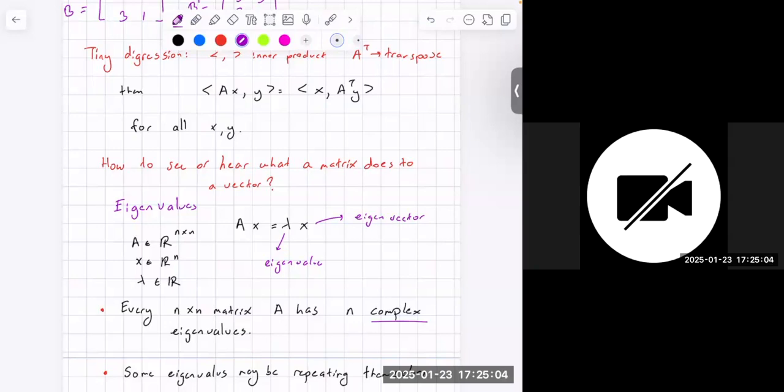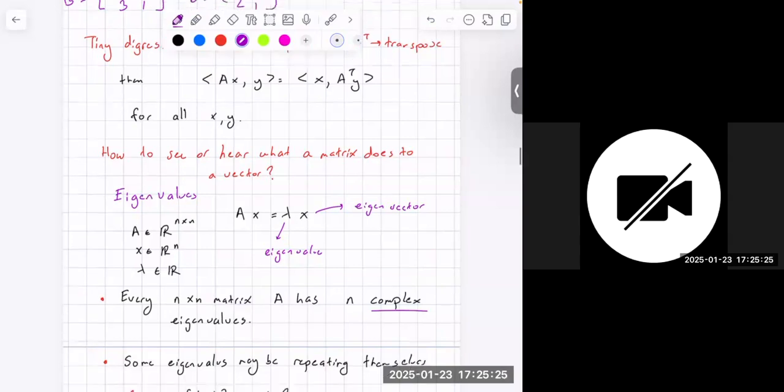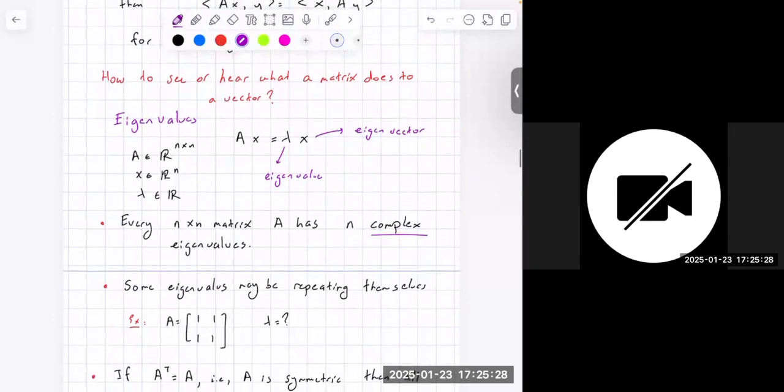Okay, so now, every matrix will give you n complex eigenvalues defined this way. That's a mathy fact. But it's hard to understand complex numbers, at least for me. So I'll try to see what kind of matrices will give me real eigenvalues instead of necessarily complex numbers. And that's mostly what we will use, okay? And also, some eigenvalues might be appearing more than once.